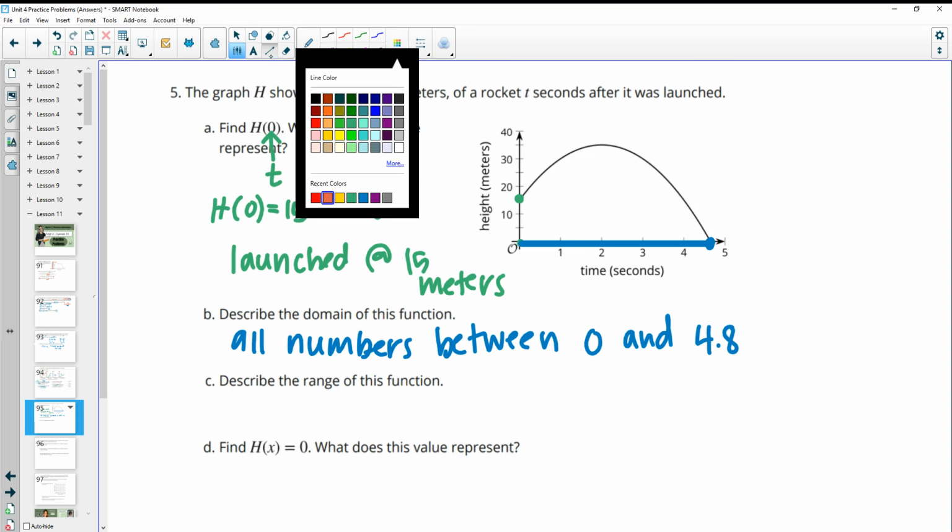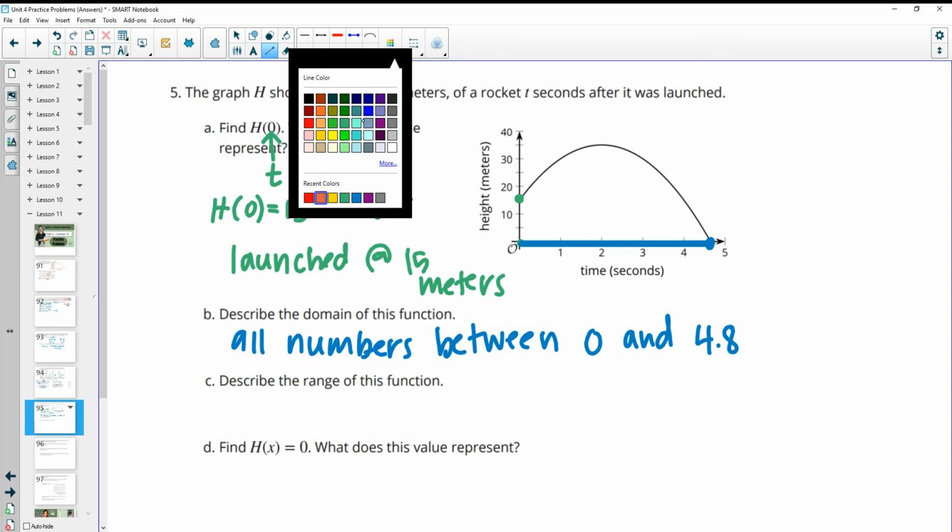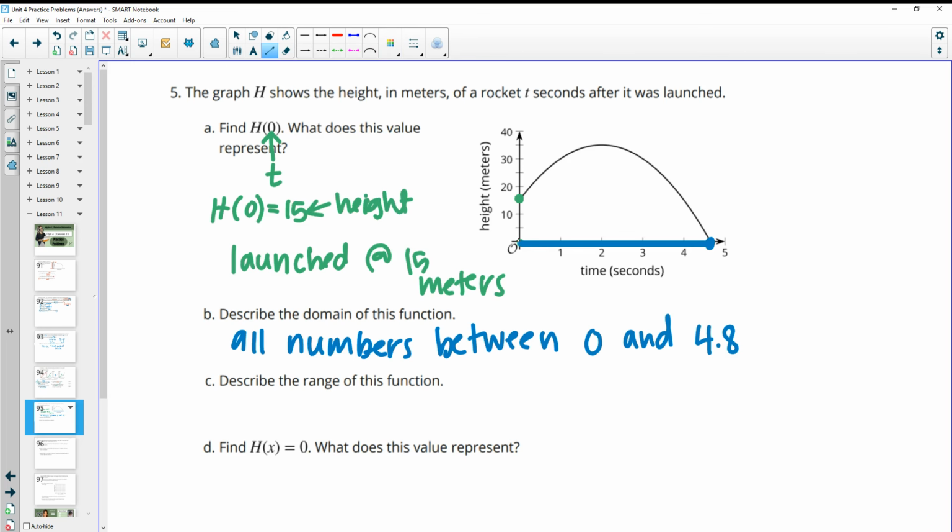Then describe the range, and the range is all the output values. Okay, so the range is going to be where do we see, so where's kind of the top y value? Okay, so that's here. And then where's the bottom y value? So it goes all the way down to 0 here. So this is your range. Okay, all of these numbers.